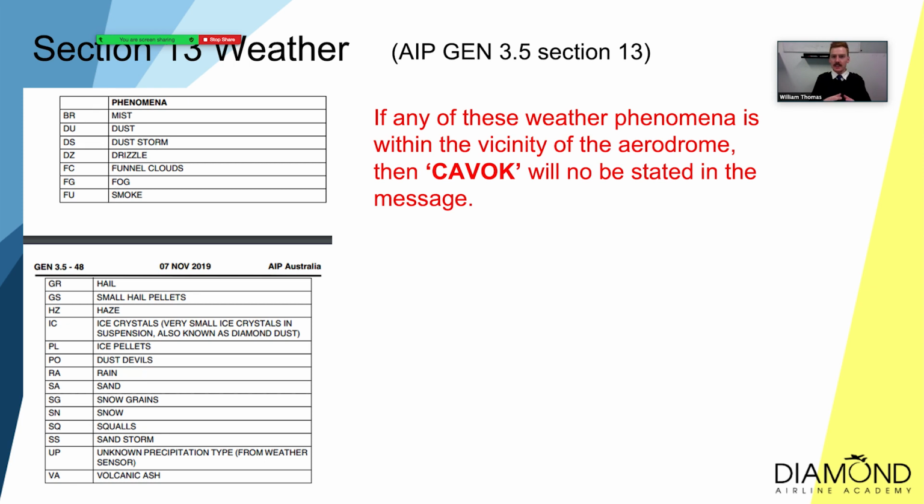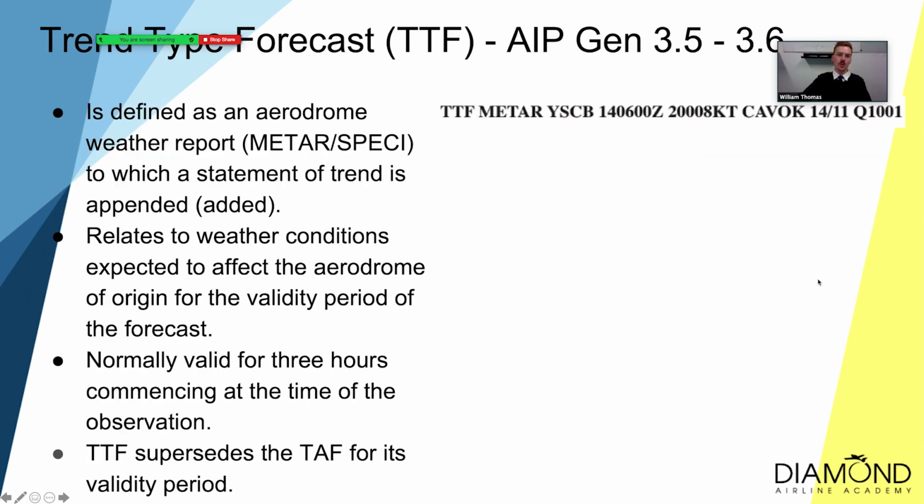Visibility less than 10 kilometers, no CAVOK. Cloud below 5,000 feet, no CAVOK. Towering cumulus at any height, no CAVOK. Only when we have all those conditions met simultaneously will you see CAVOK in your forecast.